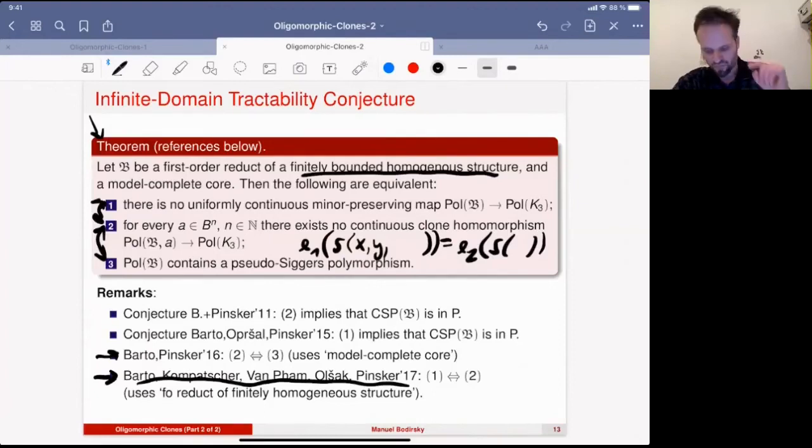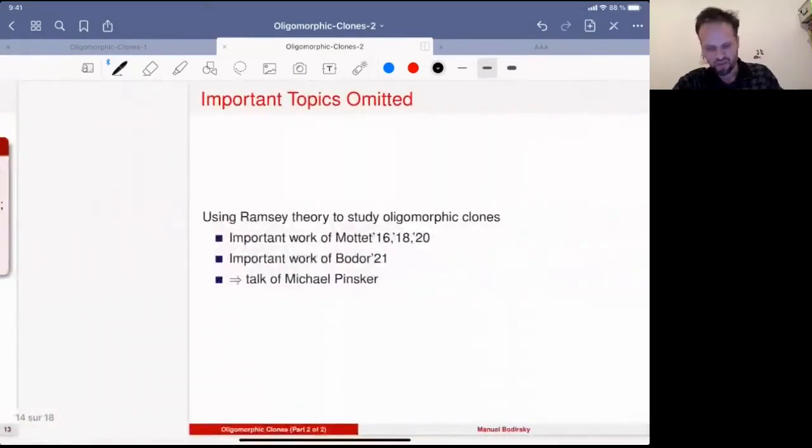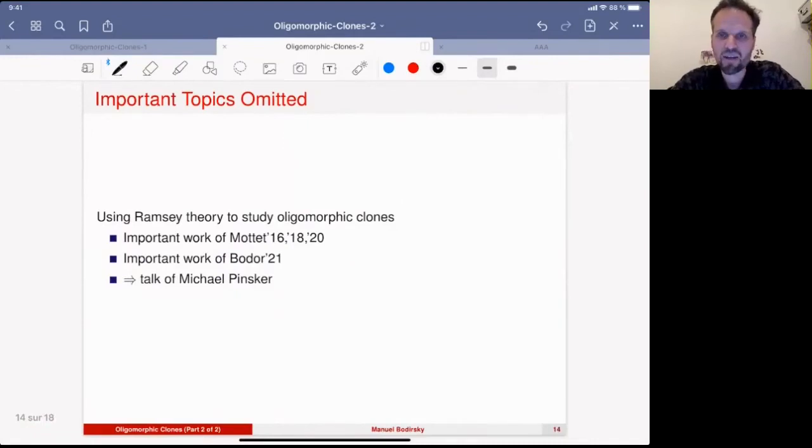All right, so let me continue. In this tutorial, I will omit some important topics. One important topic that I will omit is the usage of Ramsey theory to get partial results, or hopefully eventually to prove the conjecture. Antoine Mottet has several important results in this area, but also Bertalan Bodor has some quite strong results on how to use Ramsey theory to make progress on the conjecture.